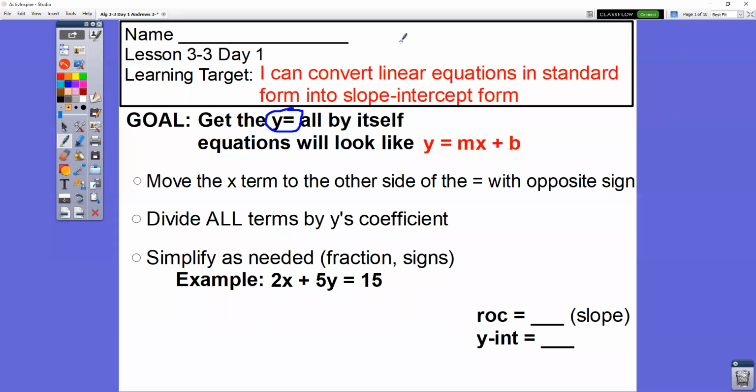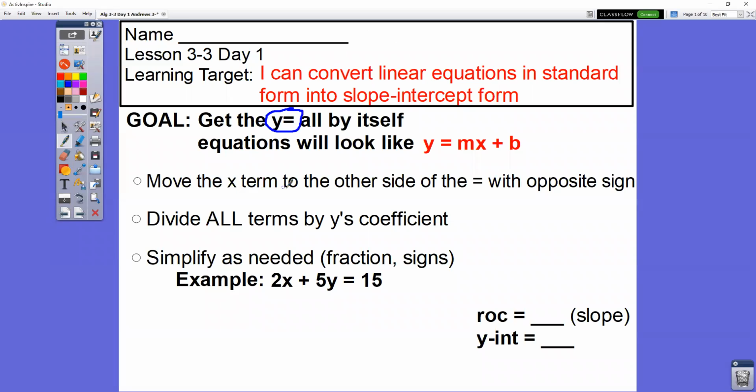So sometimes you're going to have to add, sometimes you're going to have to subtract, sometimes you're going to have to divide. It all depends on the individual question. There is no one procedure. I can't give you a step by step procedure because every problem is a little tiny bit different. So you just have to keep in mind your goal is to get the y all by itself.